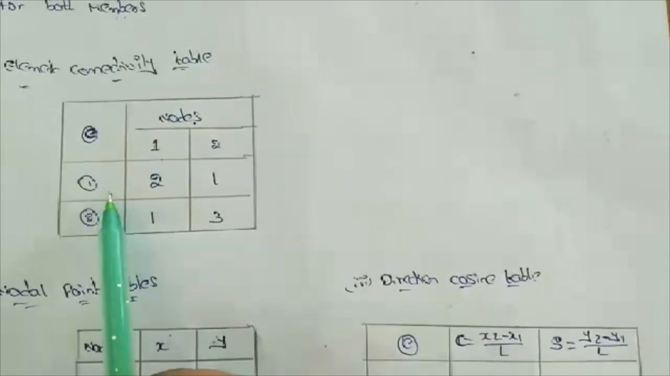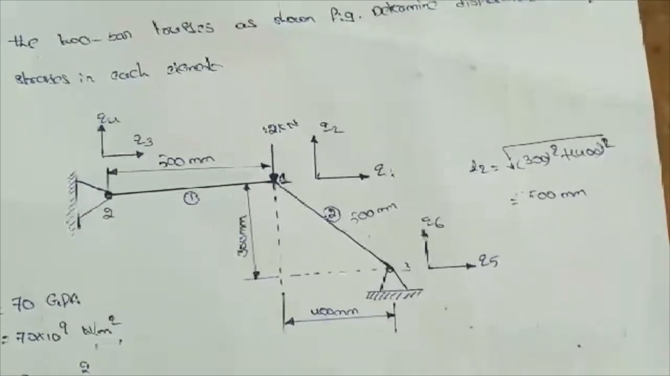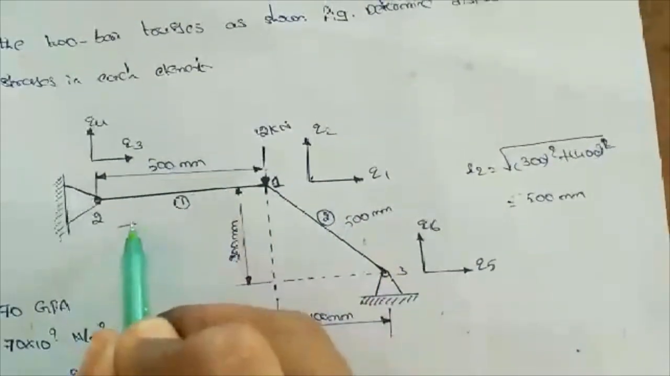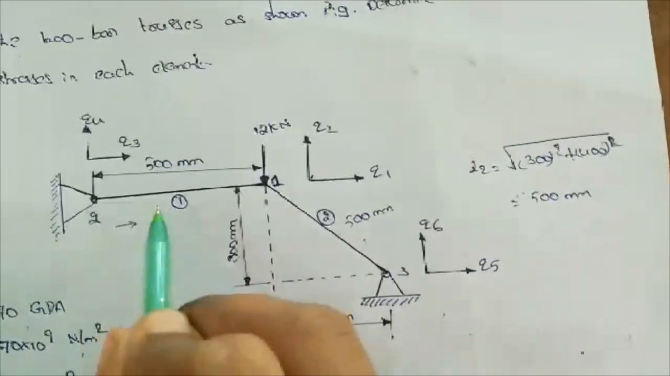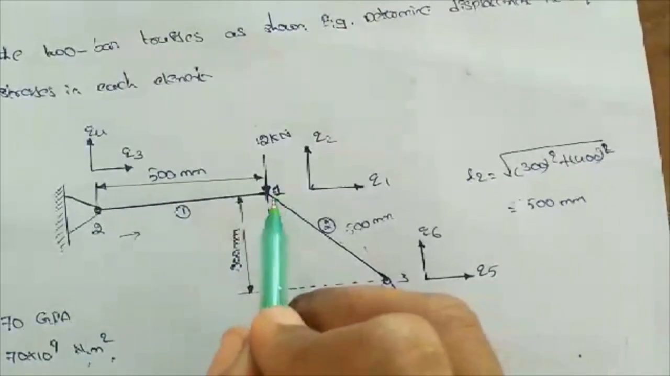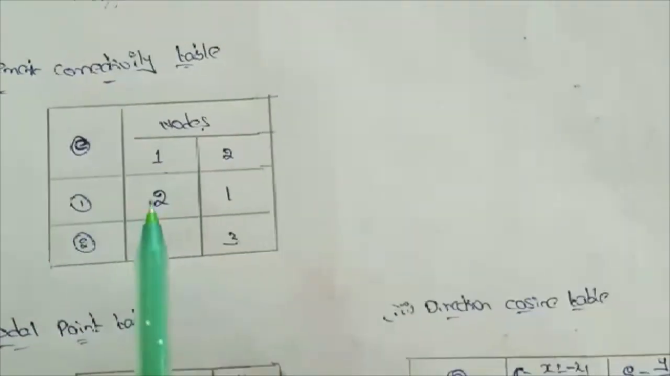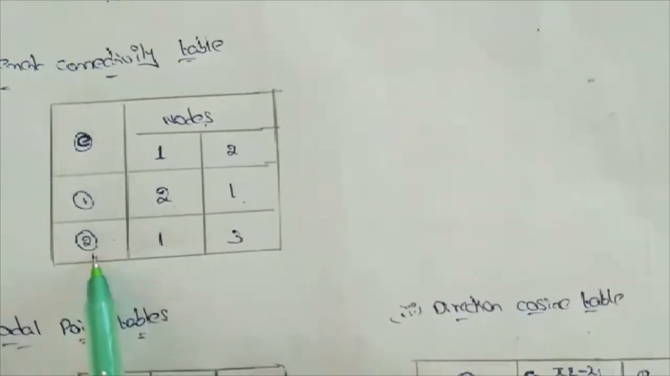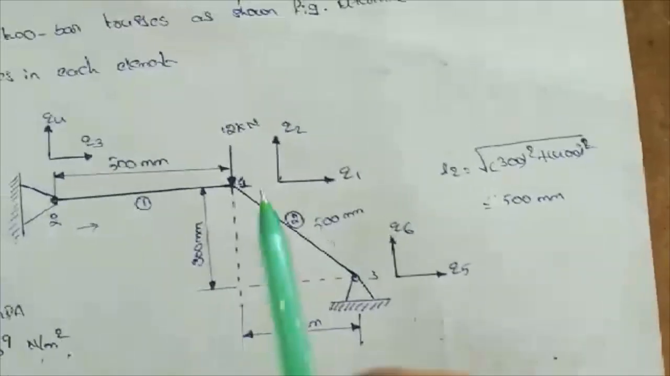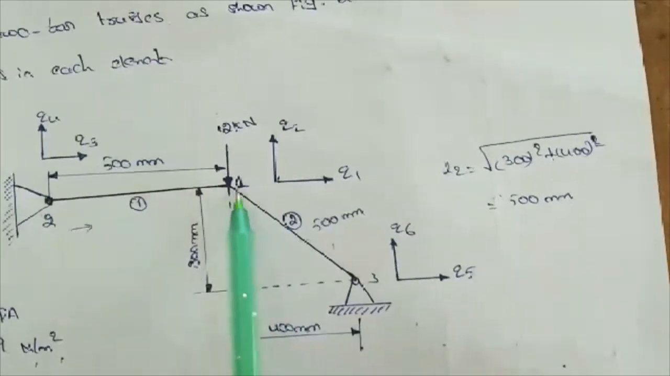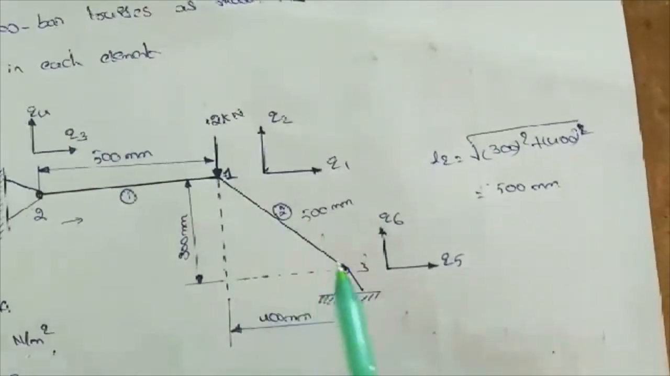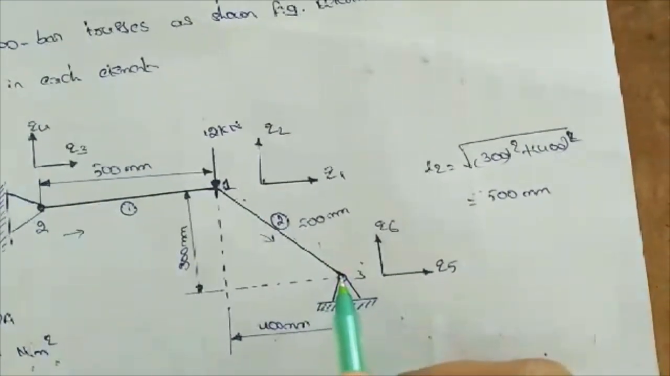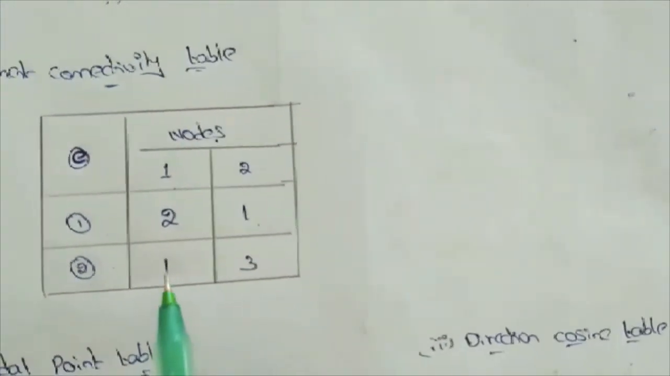In this diagram, the first element has the nodal numbers 2 and 1. This is the direction we consider. The starting node of element number 1 is 2 and the ending node is 1. Then from the figure, element number 2 has the node numbers 1 and 3. The starting node is 1 and the ending node is 3. This is the direction. So you have to indicate the starting node is 1, ending node is 3.